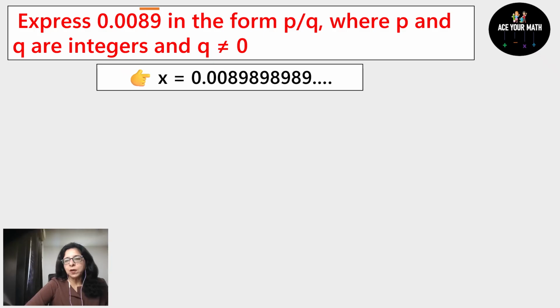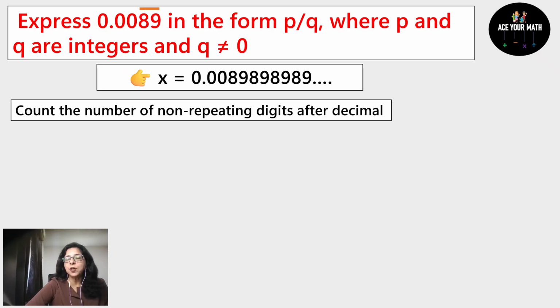Our motive here is to eliminate the decimal part, or we can say we want to make all the digits after the decimal zero. So what are the steps? The first step is to count how many digits after the decimal are non-repeating. Non-repeating means those which appear only once and do not repeat themselves. After the decimal there are only two such digits, 0 and 0.